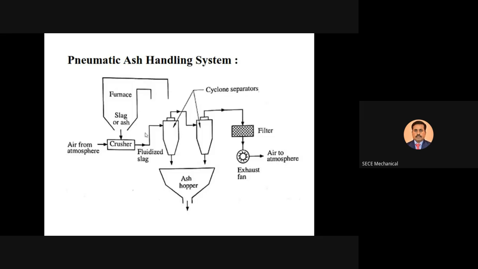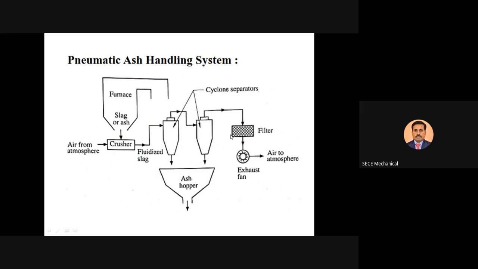Okay, here you can see one of the pneumatic gas handling systems. Normally a cyclone separator is used for the filtration process. Cyclone separator is also used nowadays for gas handling systems. With the help of cyclonic effect, the dust particles are removed in the exhaust gas and it goes to the filter and finally it goes to the exhaust fan, and after that finally the hot gases and fly ash particles are sent to the atmosphere.